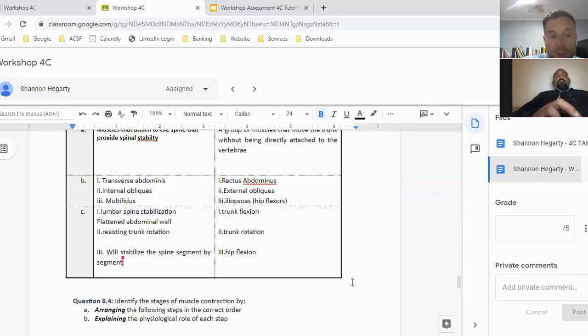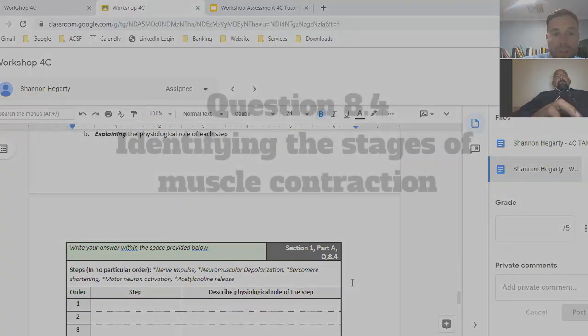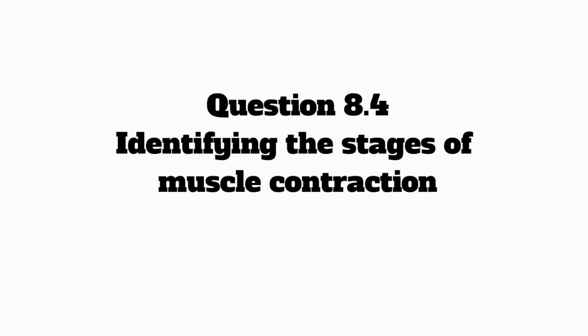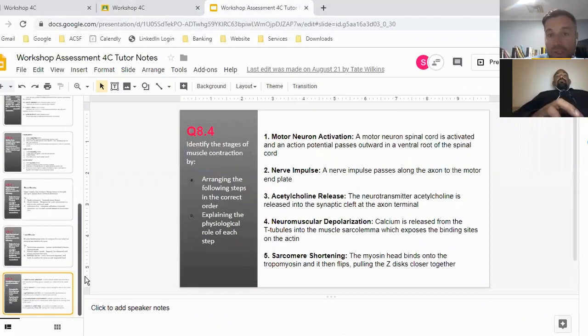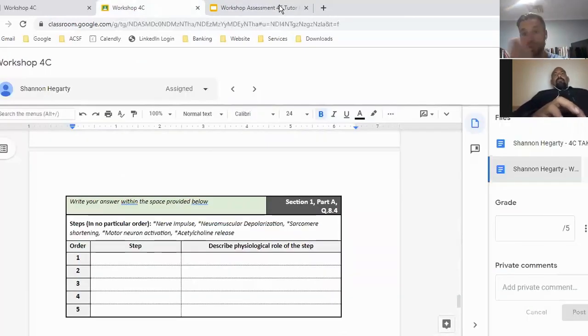Okay. Question 8.4. Now, this is a little bit of physiology about the order of muscle contraction. This isn't the most exciting question. So let's put it in order. The first thing that happens, we're talking about the signal coming from the nerves to the muscles and then the muscle contracting.